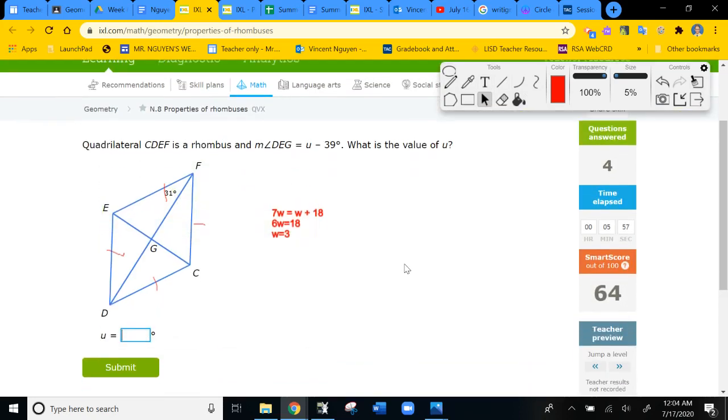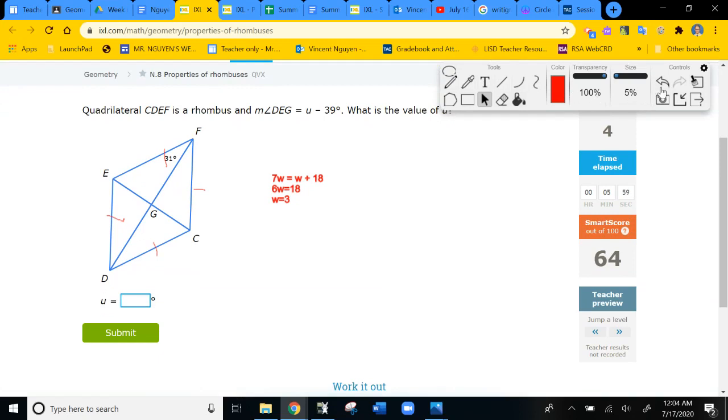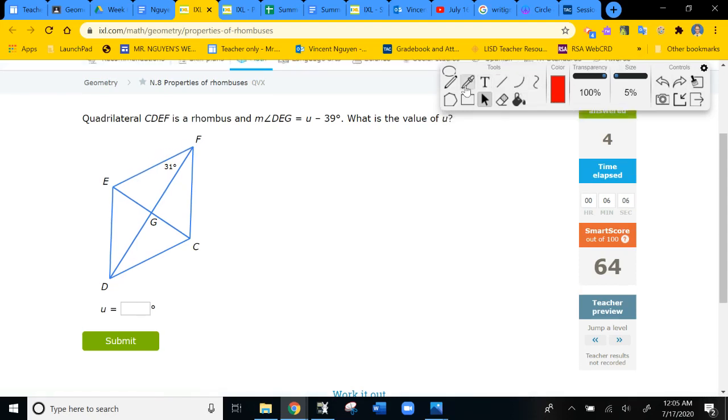Submit. If it's the same problem, I'm skipping. Okay, well, it's not, but I think we've done this before. Instead of giving us the number, they're giving us a description. So they're giving us this angle, which is 31, and they're also telling us about DEG, so this angle right here is U minus 39. I'm just labeling it right now.